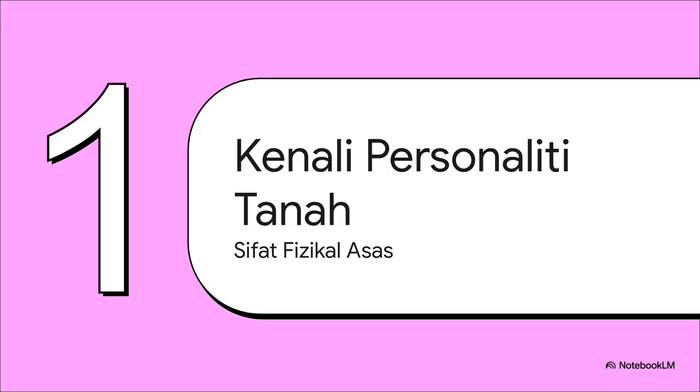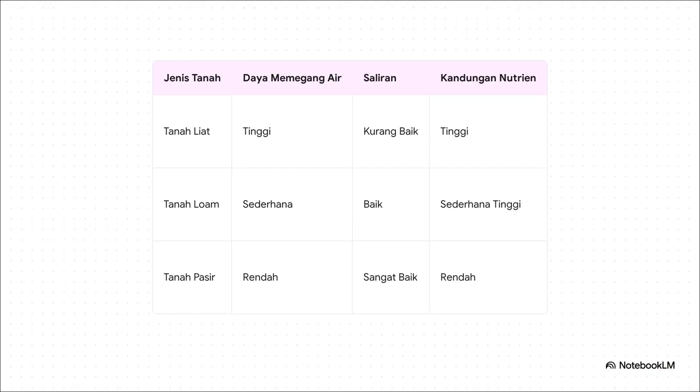Okay, so to really get a handle on soil, you first have to understand its personality. And in soil science, that personality is all about its basic physical properties. So, this table breaks down the three main soil personalities. On one end of the spectrum, you've got clay. Its particles are super fine and packed together, which is great for holding on to water and nutrients, but it means drainage is pretty bad.